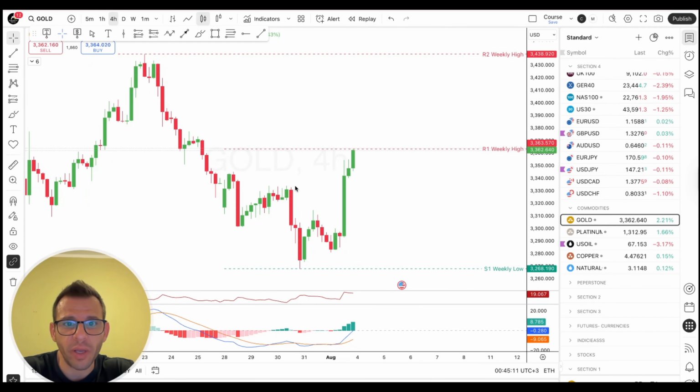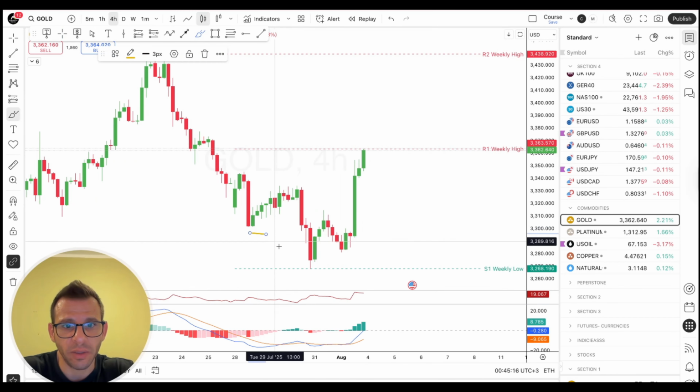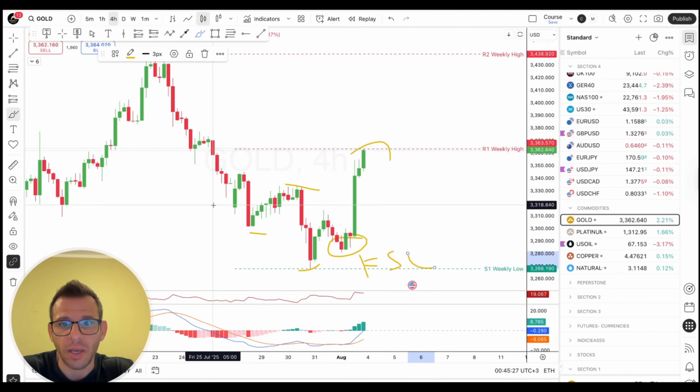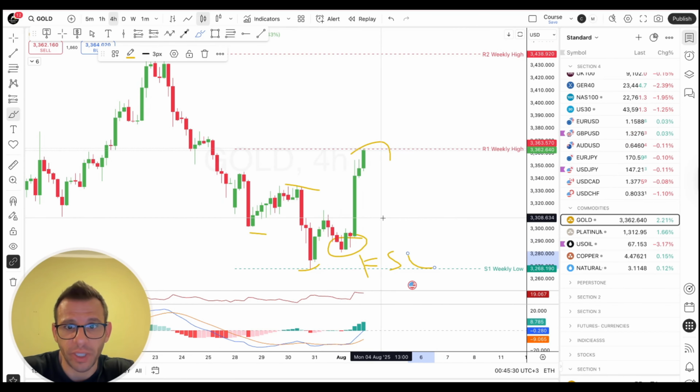On the 4-hour time frame, the price turned. The cycle looks like it's going to end up as a bullish one now. After we see this higher high here, we can explain this as the failure swing low, something that I teach during my trading courses.